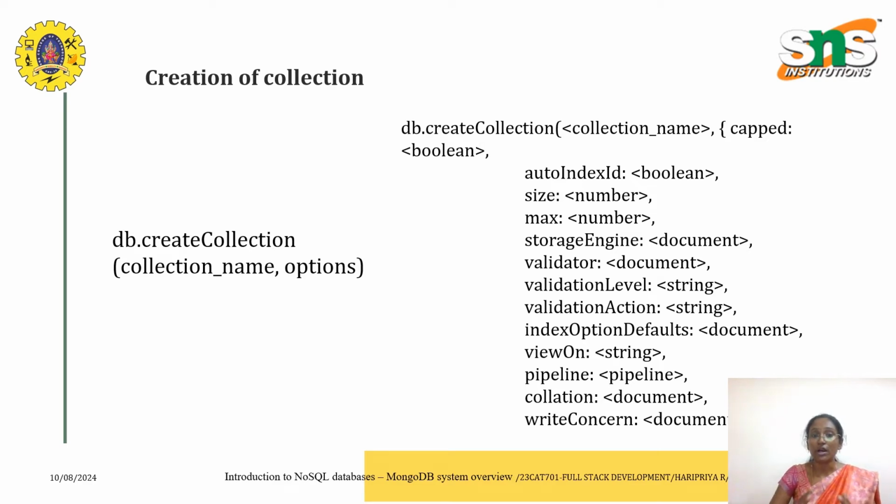So next one is creation of a collection, how to create a table in your MongoDB. So db.createCollection, then the collection name, comma, options. So these are the things, this is the syntax.